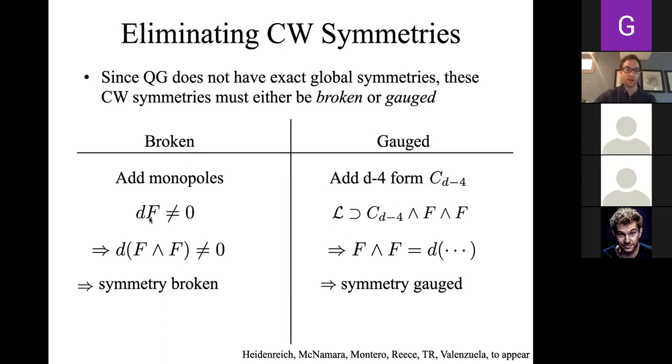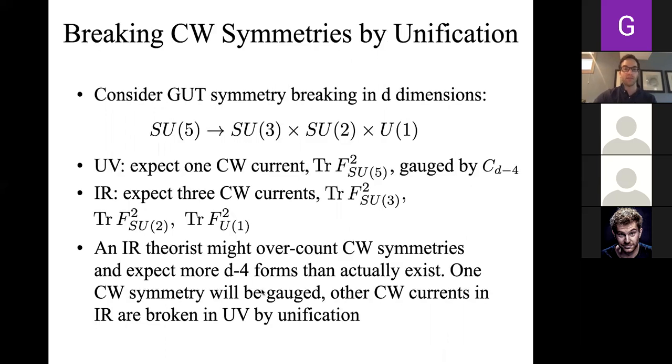For the case of an abelian gauge field, the way to do this is to add monopoles. As a result, df is no longer equal to 0, so d of f wedge f is not equal to 0, and the symmetry is broken. In the non-abelian case, the way to break these Chern-Weil global symmetries is by unification.